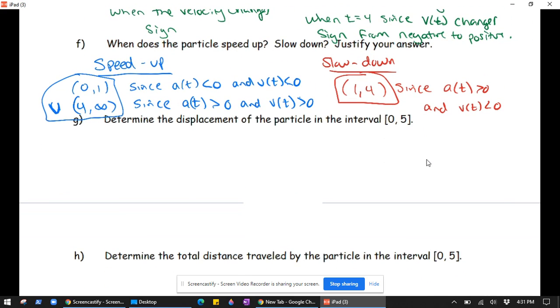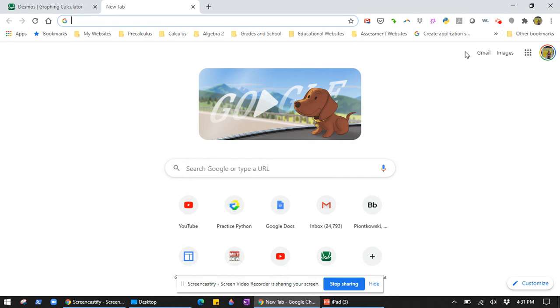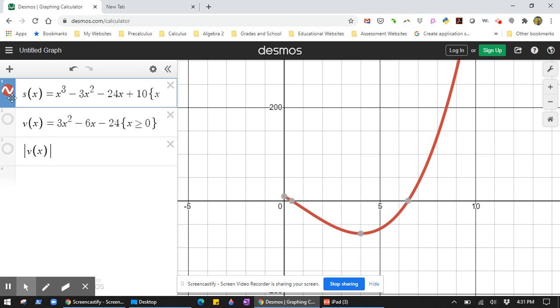Okay, displacement. Displacement is a change in position. This is actually a pretty straightforward question. Our displacement is a change in position. On the interval 0 to 5, we just need to find the position at 5 and subtract the position at 0. Let's cheat a little bit just to make the computation a little easier on ourselves. I put the function in Desmos, so let's see what we got here.